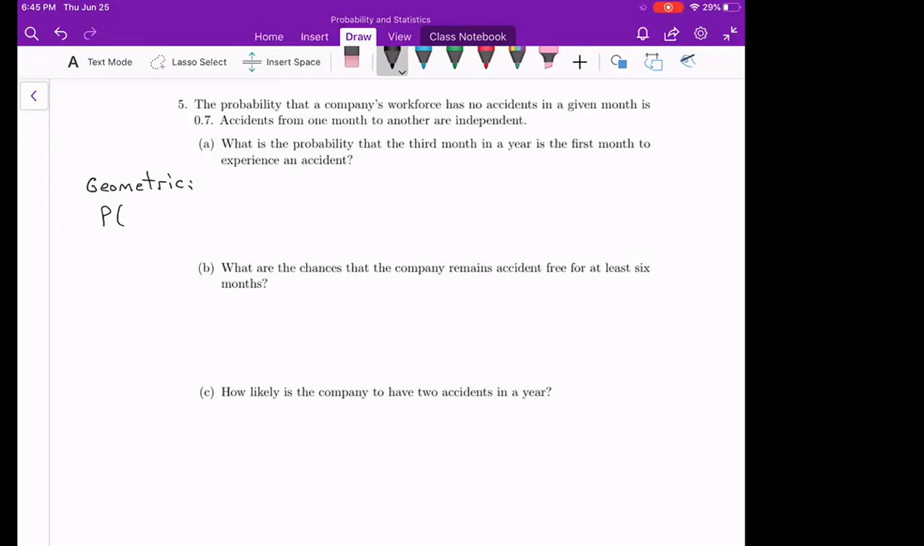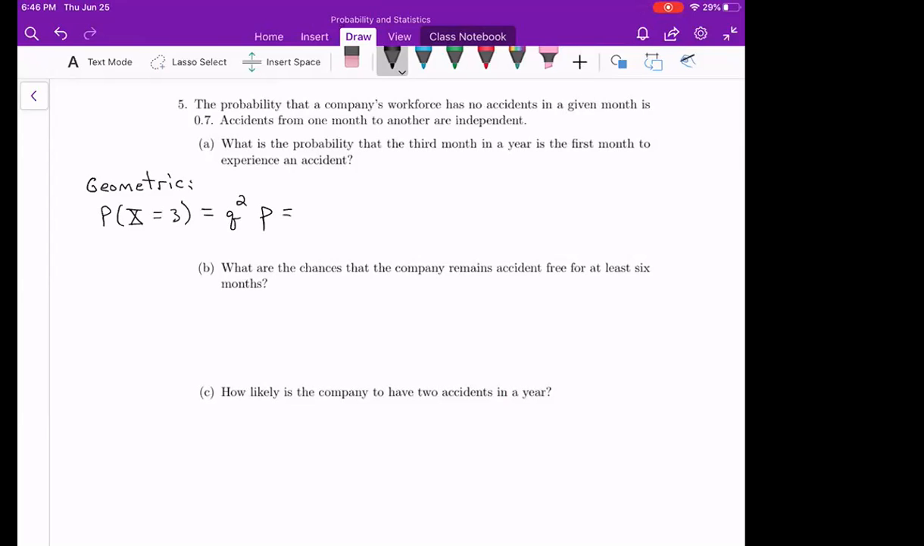So the probability that X is 3 months means it's q to the 2nd power, because there are 2 months that fail according to our definition. Fail is no accidents. Success is an accident. This is an awkward one, but we want to know the first time we see an accident.